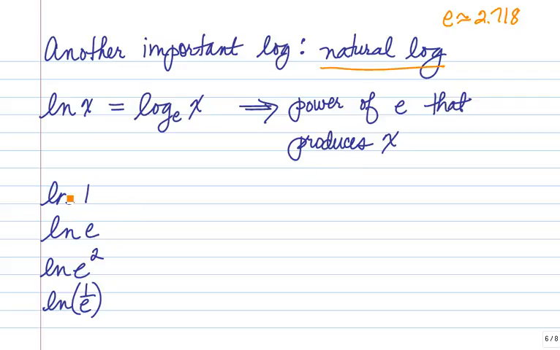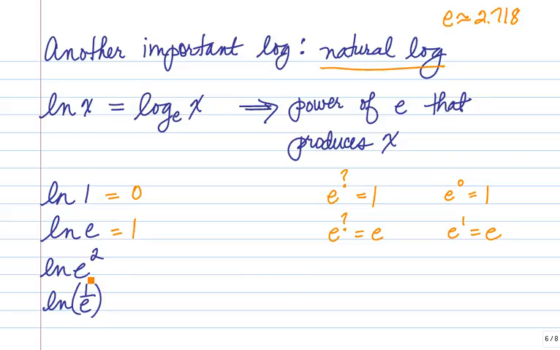So when we talk about the natural log of 1, we're saying e to what power gives us 1? Well, that has to be 0, right? Because e to the 0 power is 1. What about the natural log of e? That would mean e to what power is equal to e? Of course, that has to be e to the first power is e.